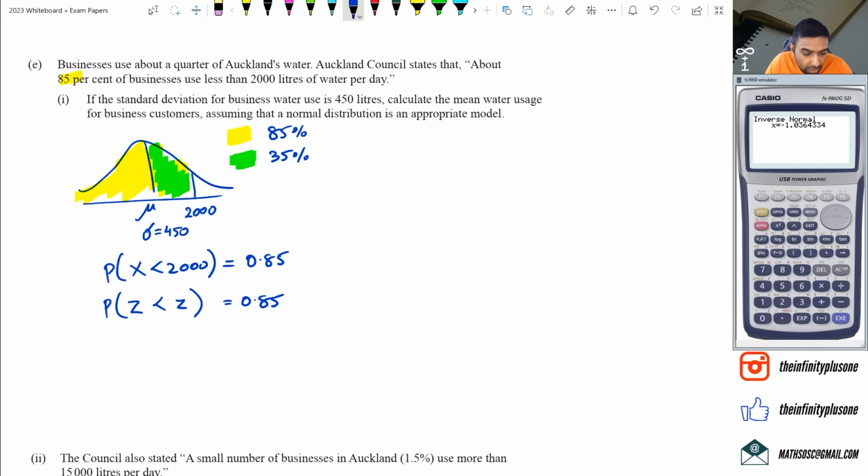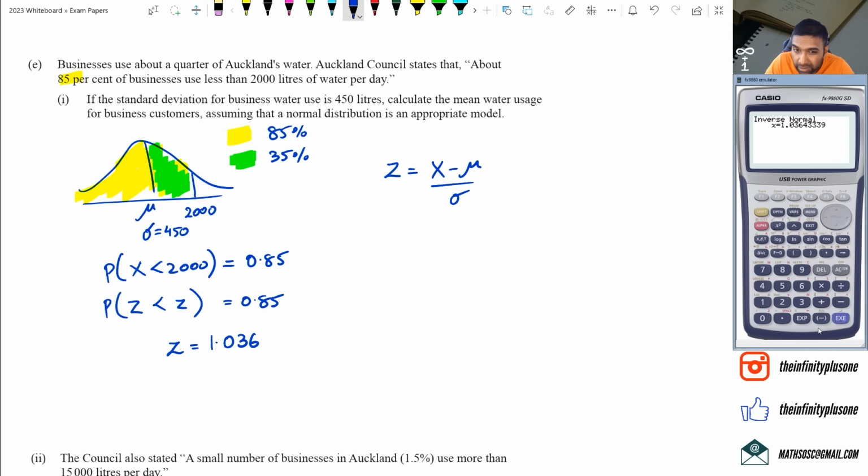So I'm going to go into the calculator and get my Z value for 0.85. Now I'm going to go with the left, which is going to be 0.85 and 1 and 0. And when I do this, I'm going to get little z is equal to 1.036. Now if z equals 1.036, you know that z is equal to x minus mu over standard deviation.